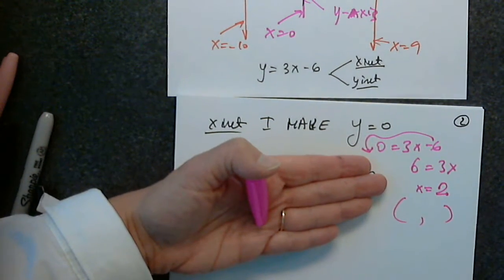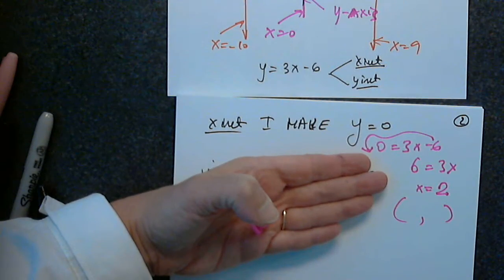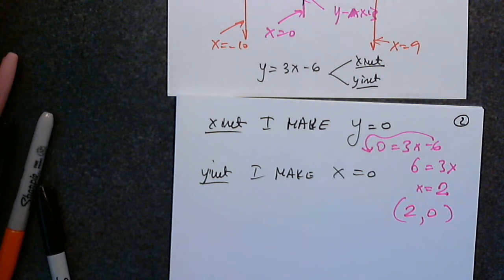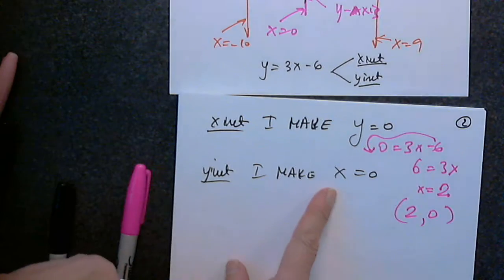At this point, before I look at the other one, I have to write the ordered pair. Can anyone give us the ordered pair that is the x-intercept? 2, 0. X is always first. Thank you, Joy. X is always first. Y is always the second coordinate. Perfect.